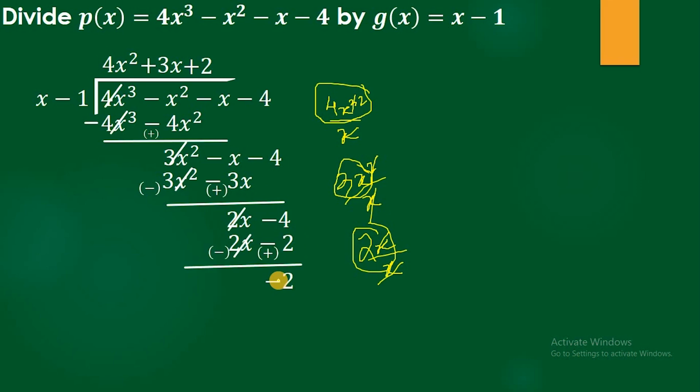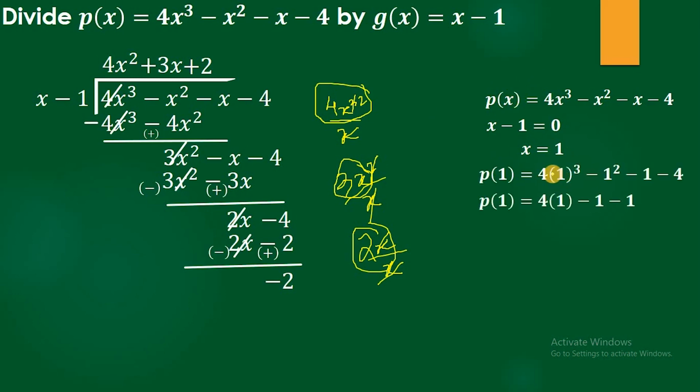Now again here we'll use the shortcut method, that is p of x equal to 4x cubed minus x square minus x minus 4. We'll copy down the dividend, and here we have g of x. Let's take the divisor equals 0. So x minus 1 equal to 0 means x equal to 1. So we'll find the value of the given polynomial p of x at x equal to 1. So what we do is we substitute 1 in place of x. So p of 1 you will get, here we have substituted 1 in place of x.